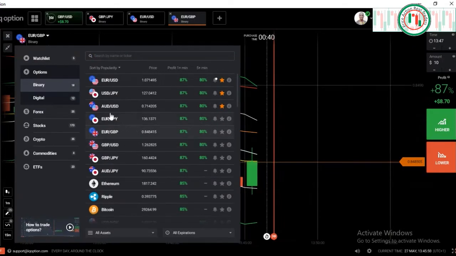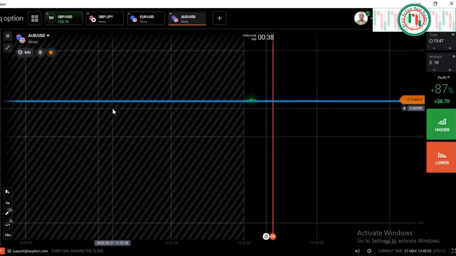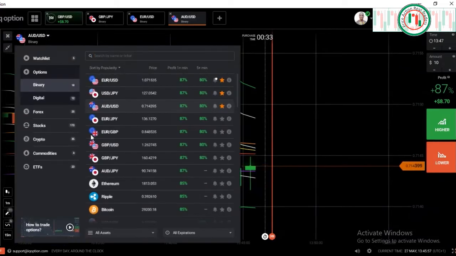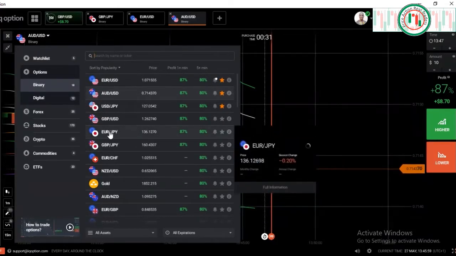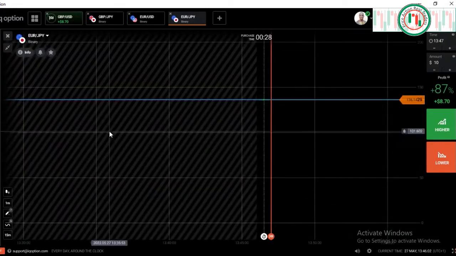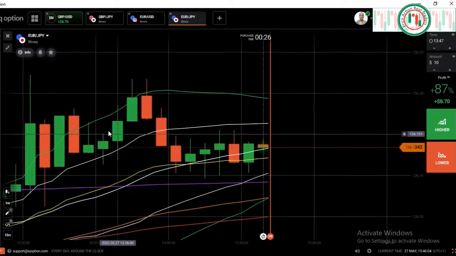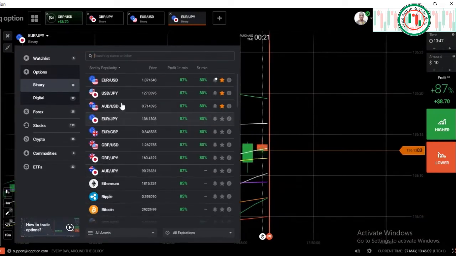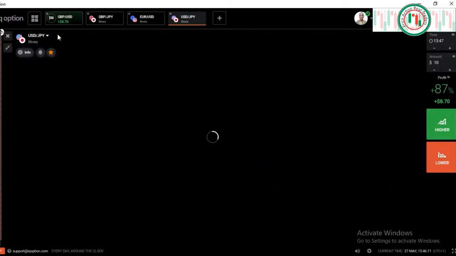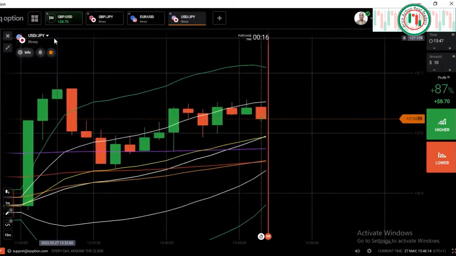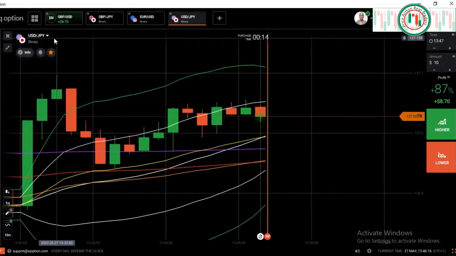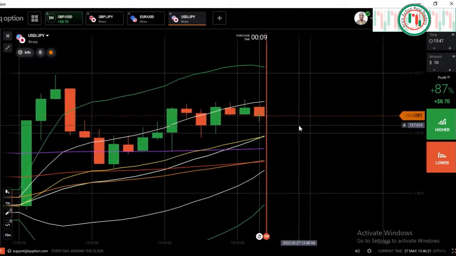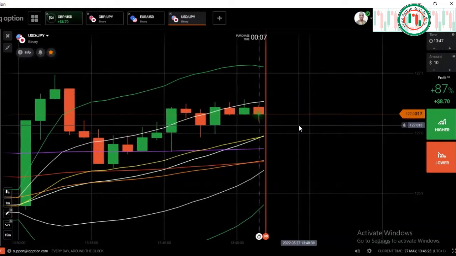So let me check another one. In this market you have to be very careful, and you have to learn. You have to be educated, because sometimes you will get an opportunity so easily, but sometimes you have to be searching, you have to be looking. So that's why you have to know where you're supposed to take your trade, not just place your trade anywhere.